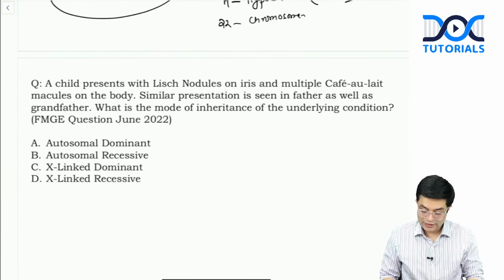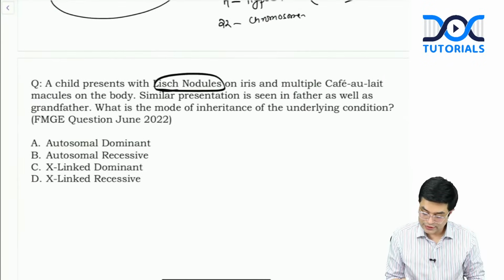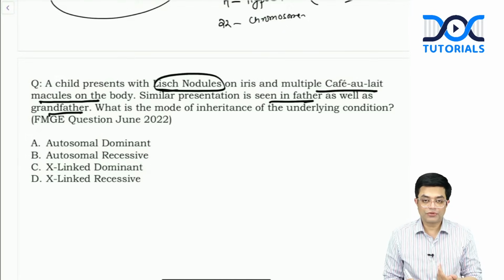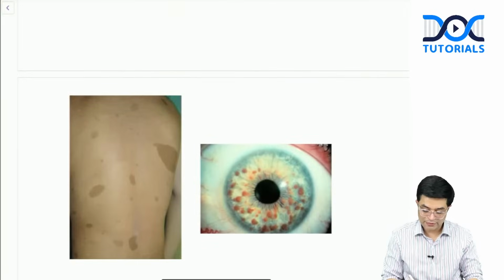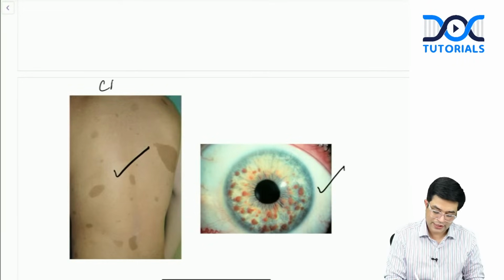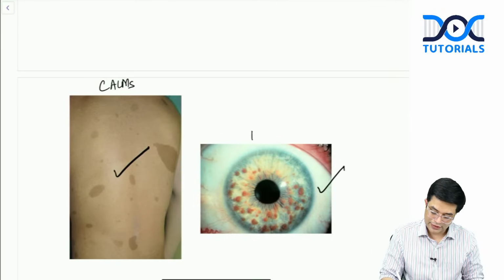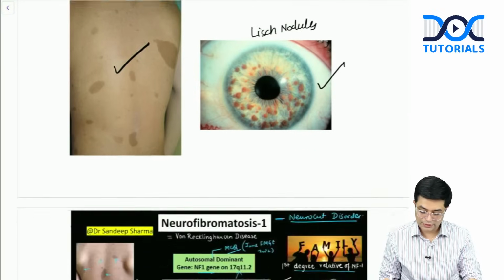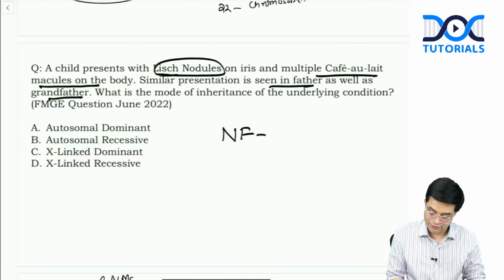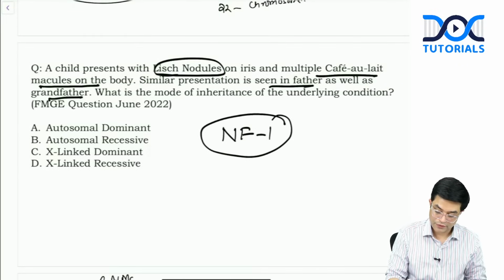Moving further, a child presents with Lisch nodules on the iris and multiple cafe-au-lait macules on the body. Father or grandfather may be the same. What is the likely diagnosis and what is the inheritance? This child, yes, he is rightly having, this is the cafe-au-lait macule. These are the multiple Lisch nodules. So these are the cafe-au-lait macules. These are the Lisch nodules which are present on the iris. So the likely diagnosis in the patient is neurofibromatosis 1, NF1.